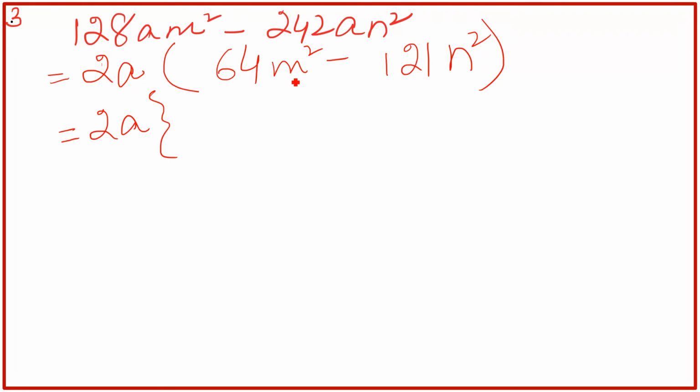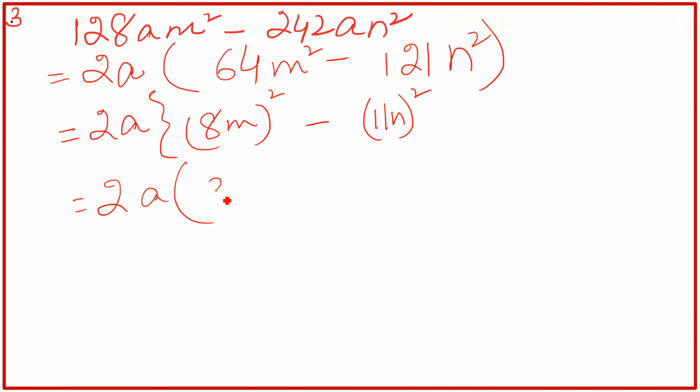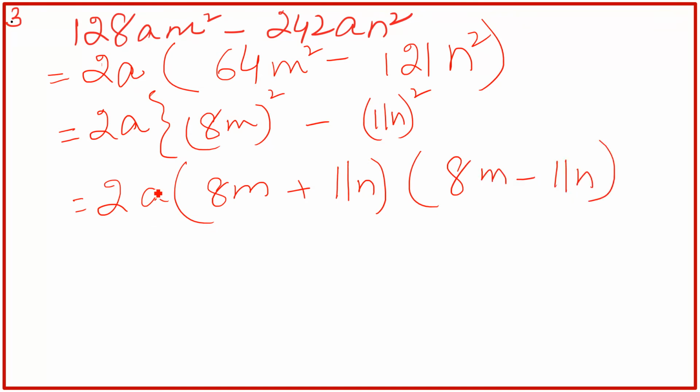Here, can you make the square of this first term? Yes, this is the square of 8, since 8 times 8 is 64. And this one is 11, since 11 times 11 is 121. So this is now a square, this is b square. How can you expand it? One time we will write 8m, whatever is inside the parenthesis, with a positive sign, and one time we will write it with the negative sign, because this is the formula a square minus b square.